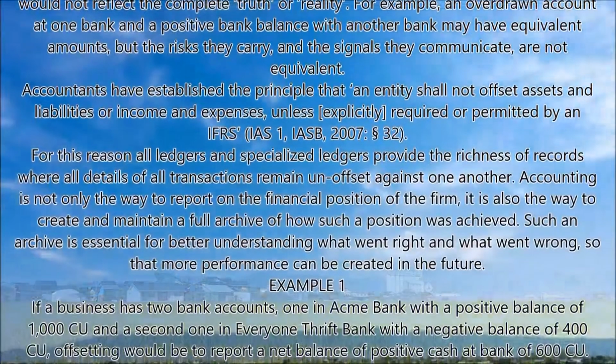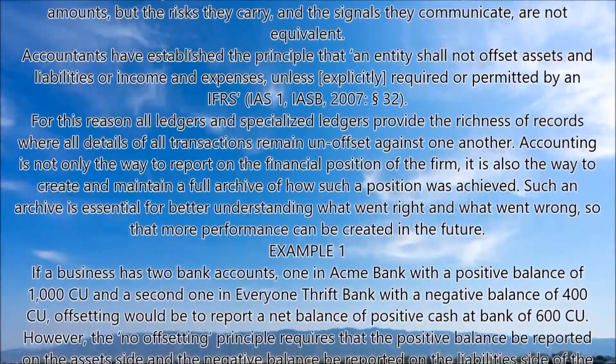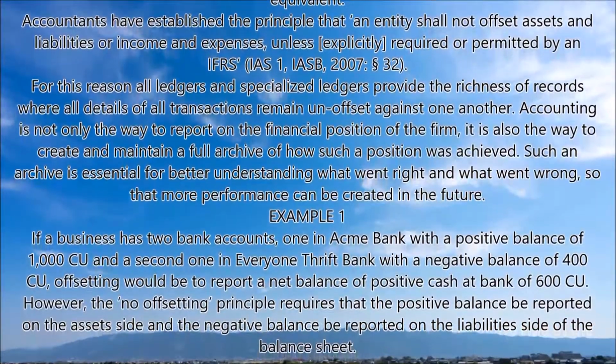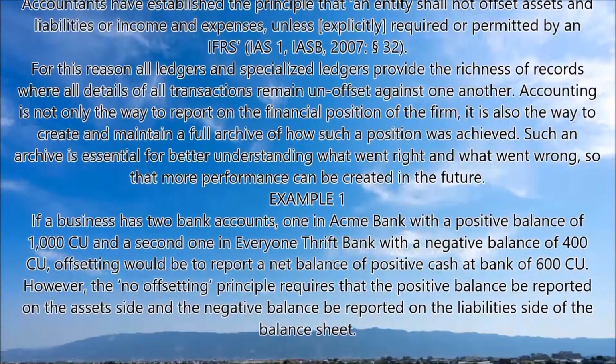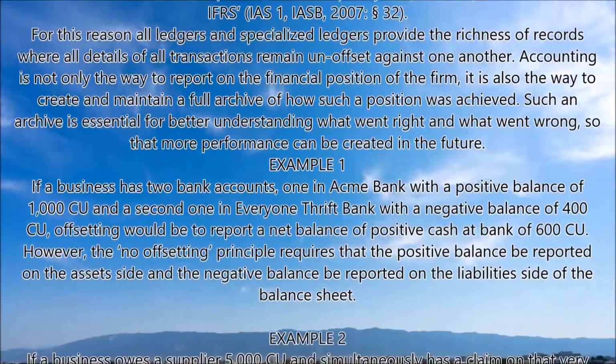For example, an overdrawn account at one bank and a positive bank balance with another bank may have equivalent amounts, but the risks they carry, and the signals they communicate, are not equivalent. Accountants have established the principle that an entity shall not offset assets and liabilities or income and expenses, unless explicitly required or permitted by an IFRS, IAS 1, IASB, 2007, 32.